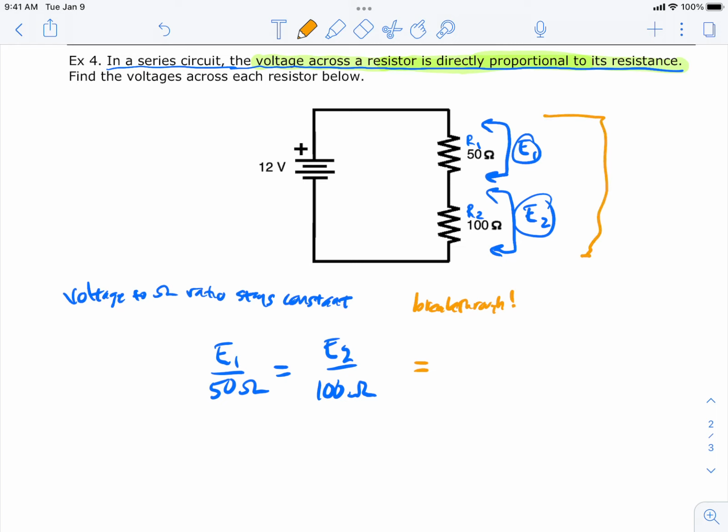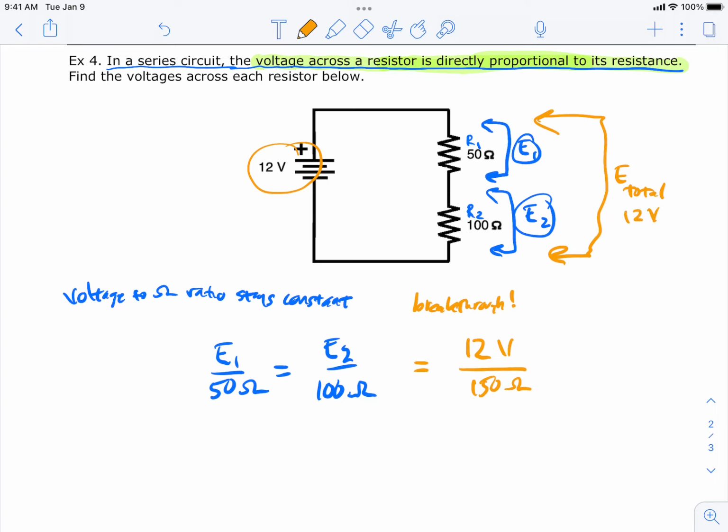if you measured the voltage across both resistors, it would have to be the same as the 12 volts, because that's what you're doing here. You're putting 12 volts on your circuit. So it would be the same as having 12 volts, and then the total ohms here is 50 plus 100 is 150 ohms. That's your breakthrough moment. So this is, what do you want to call it, E total or something? So the total is 12 volts.